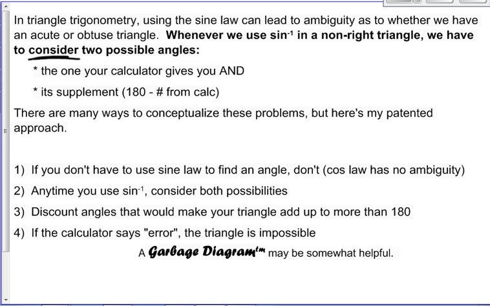There are many ways to conceptualize these problems. Here's my patented approach. Number one, if you don't have to use sine law, don't. Cosine law has no ambiguity. So in that way, it's kind of better. Anytime you use inverse sine, consider both possibilities. And then think about what's illegal in a triangle. If one of your possibilities makes your triangle add up to more than 180, cross it out. It's no good. If the calculator says error, then the triangle was impossible to begin with.